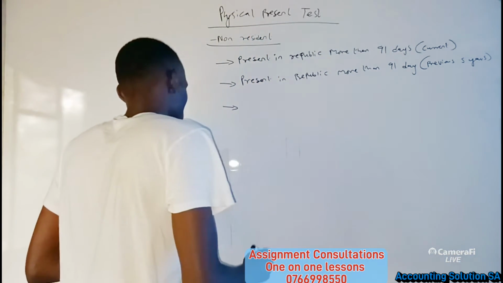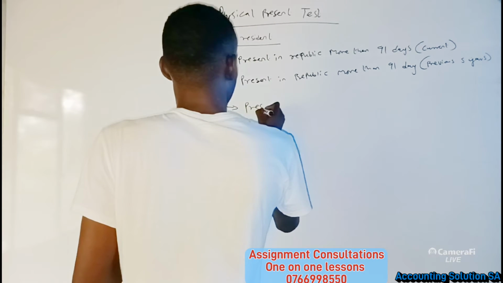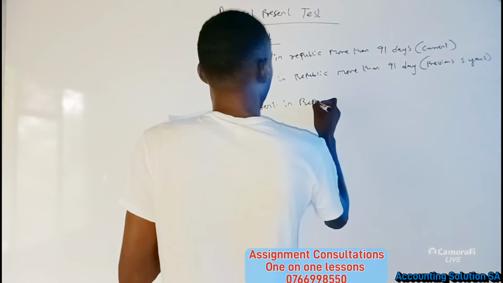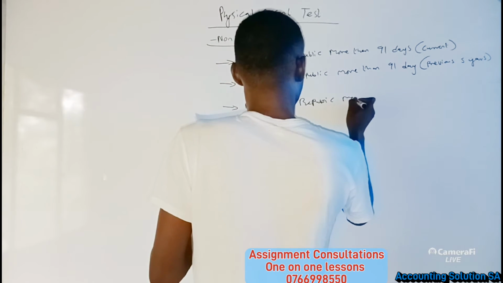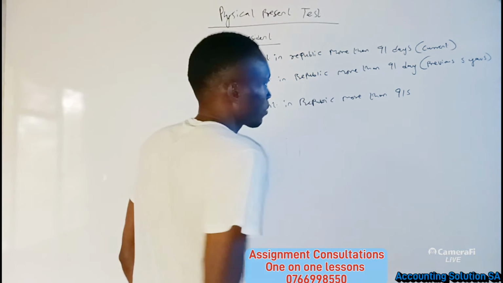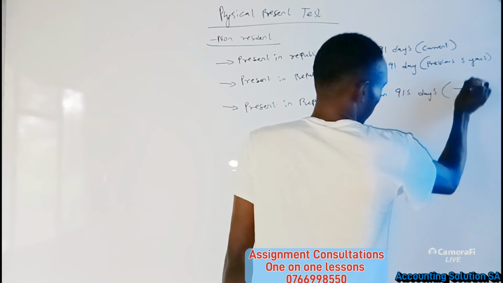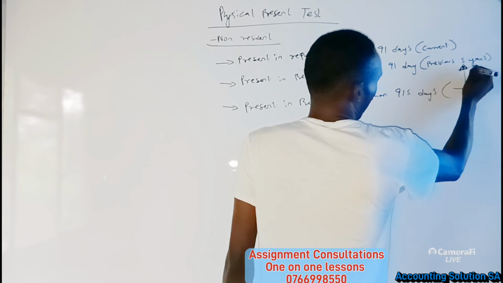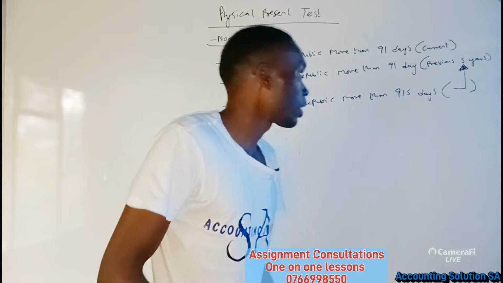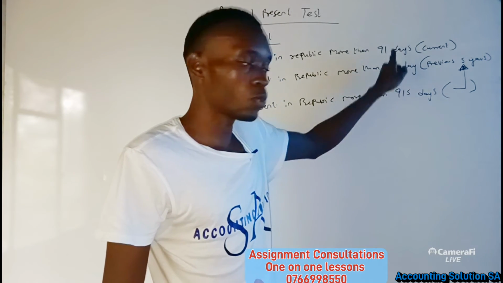Then the third one, the non-resident must be present in the Republic for more than 915 days in those 5 previous years. When you add them together, the aggregate must be more than 915 days.